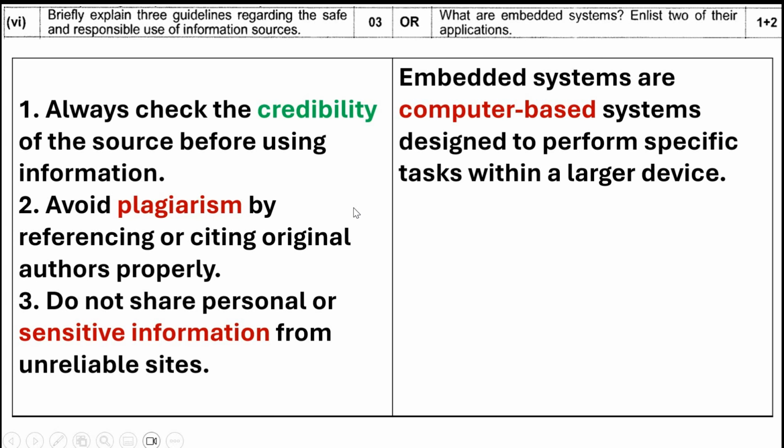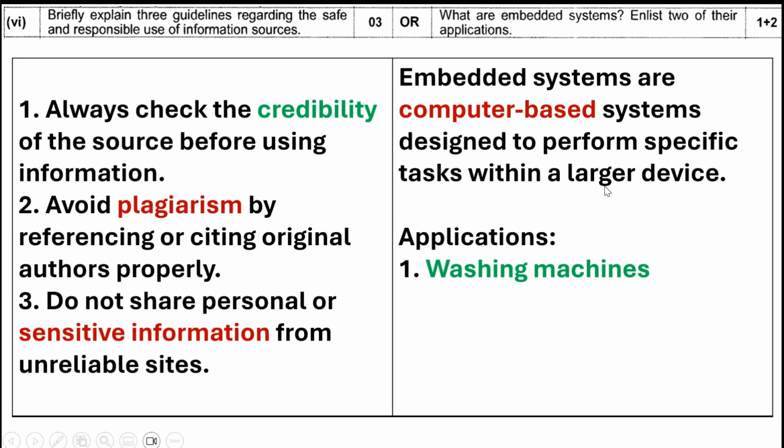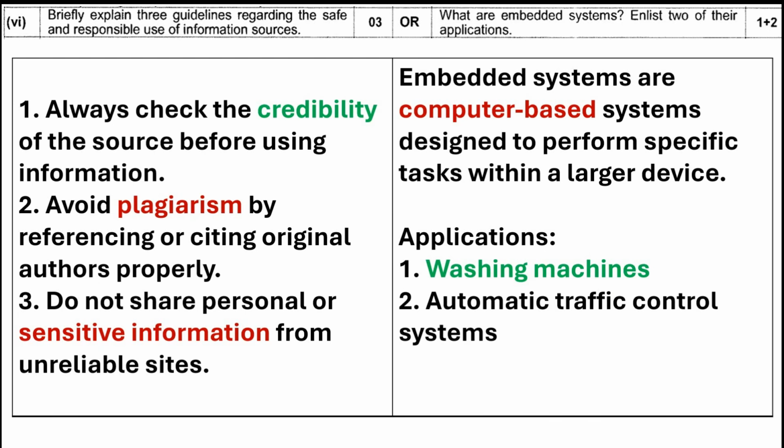Other question is, what are embedded systems, and list two of their applications. Number one, embedded systems are computer-based systems designed to perform specific tasks within a larger device. Applications: number one application is washing machines. It is used in washing machines. Number two, automatic traffic control systems.